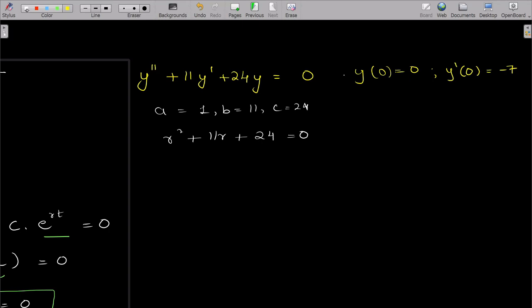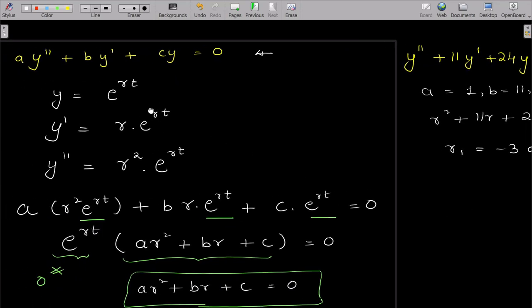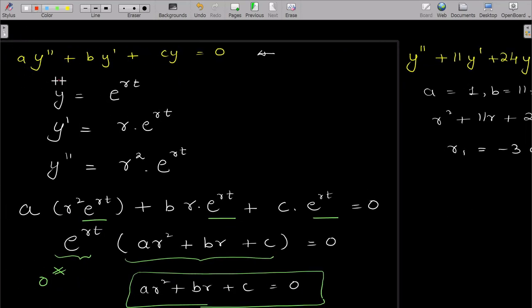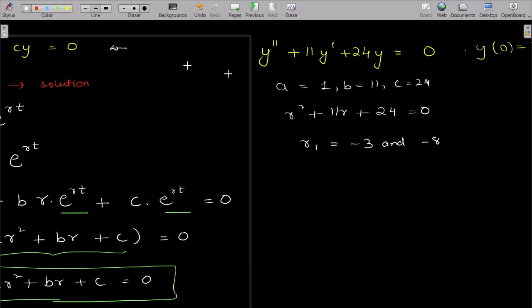So we have got r1. We are getting two values of r, negative 3 and negative 8, so I'll get two solutions. The solution is y equals e to the power rt. So now I have two values of r: r1 is negative 3 and r2 is negative 8. So I have two solutions.